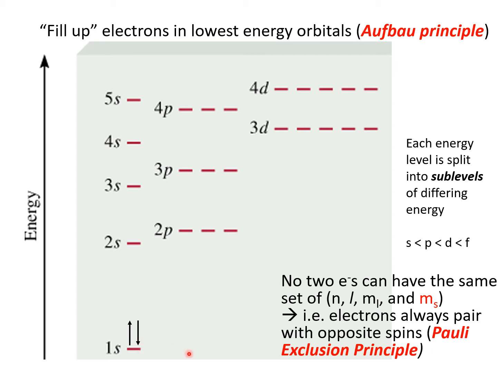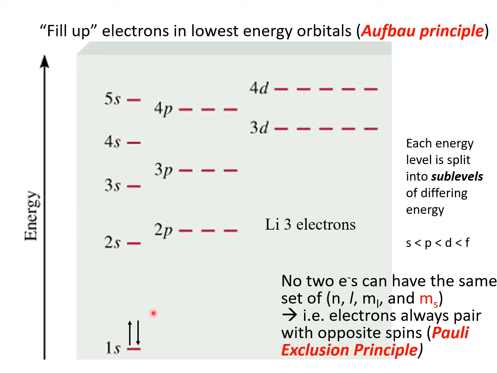And so the electron configuration for helium is 1s2, which tells us that there are two electrons in the 1s atomic orbital. The first electron is spin up, or spin plus a half, and the second electron is spin down, or spin minus a half.